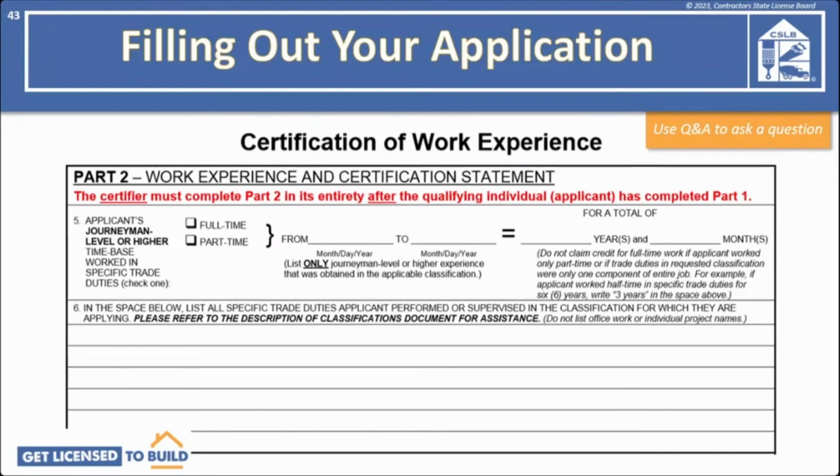On line 6, your certifier will need to list the duties that you performed or supervised that are considered critical for the classification that you are applying for. You can read a description of the critical duties in the CSLB's Description of Classifications book available on our website. Do not copy-paste the description from the booklet. This is only to give you an idea of what CSLB considers critical duties for each classification. Your certifier should complete this section in their own words and be as complete and accurate as possible.